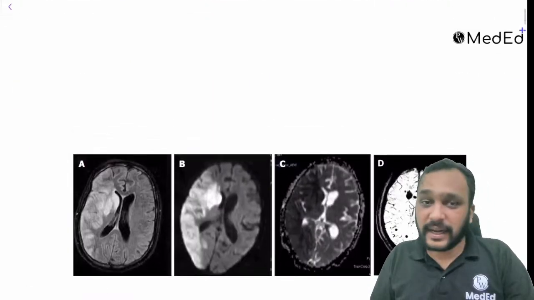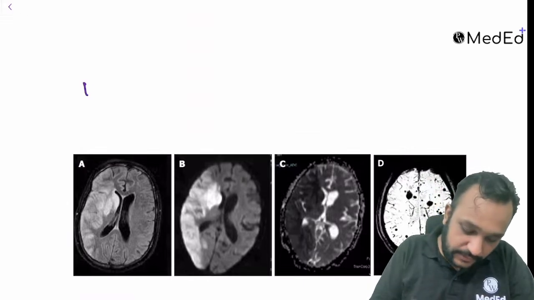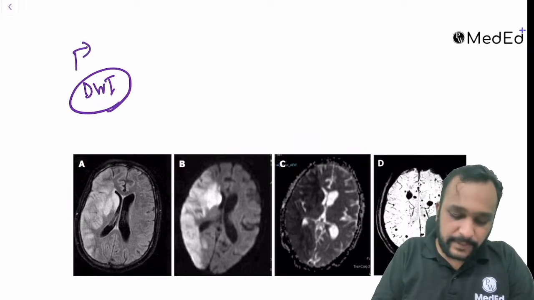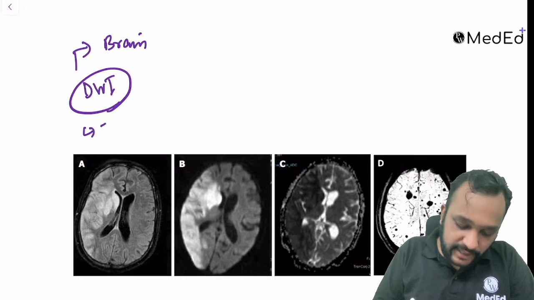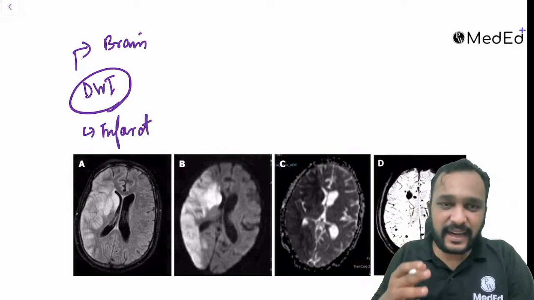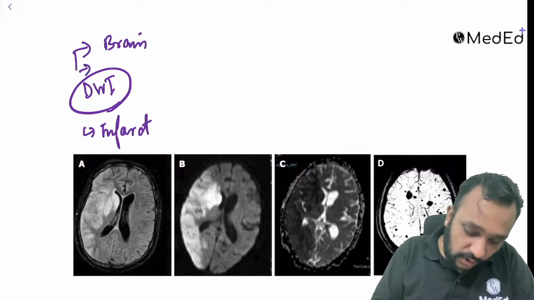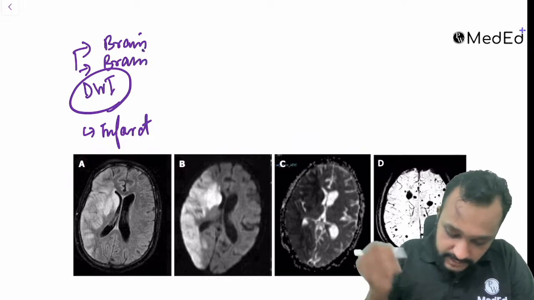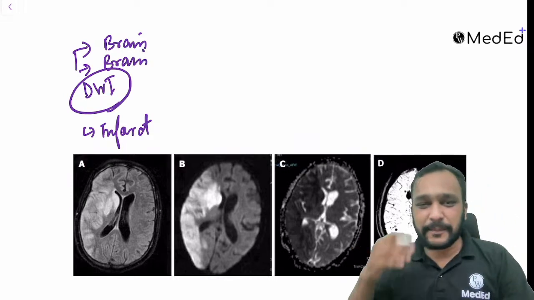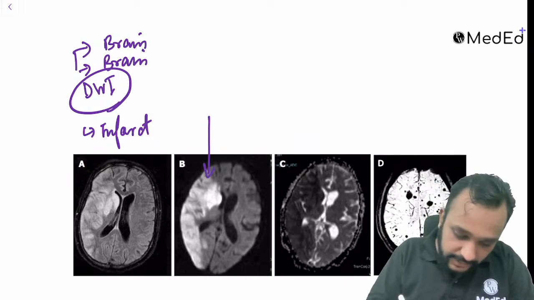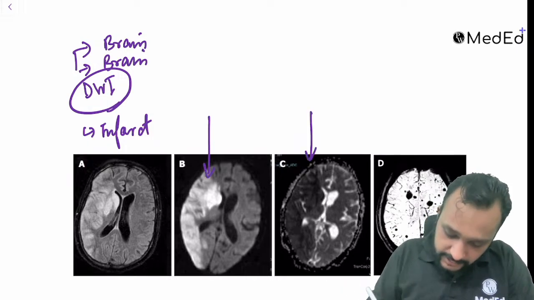And if we talk about other sequences, the first sequence is the diffusion weighted image. We all know that all the brain tumors are going to show diffusion restriction. Your acute infarct is going to show diffusion restriction. Then guys, just remember, the brain abscess is also going to show diffusion restriction. And anything that appears bright on the diffusion weighted images is going to appear dark on the ADC map.